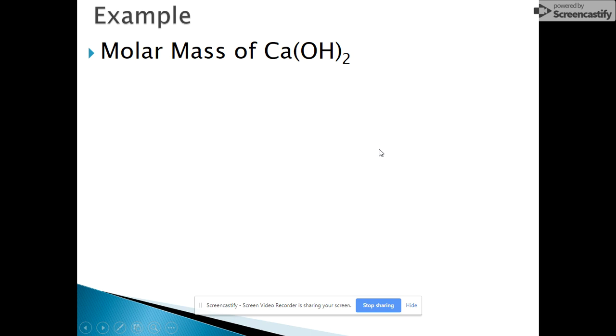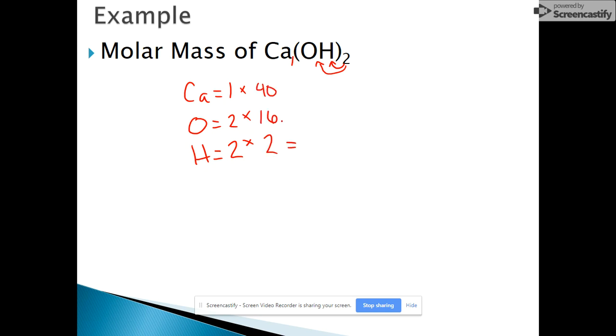Last example, calcium hydroxide. Again, we follow the same rules. I'm going to go ahead and list our elements: calcium, oxygen, and hydrogen. There's no subscript with calcium, so we know it's 1. Since we have a polyatomic ion, the 2 outside the parenthesis gets distributed to each element. So there are 2 oxygens and 2 hydrogens. We go to our periodic table. We see that calcium has a mass of 40, oxygen is 16, hydrogen is 1.